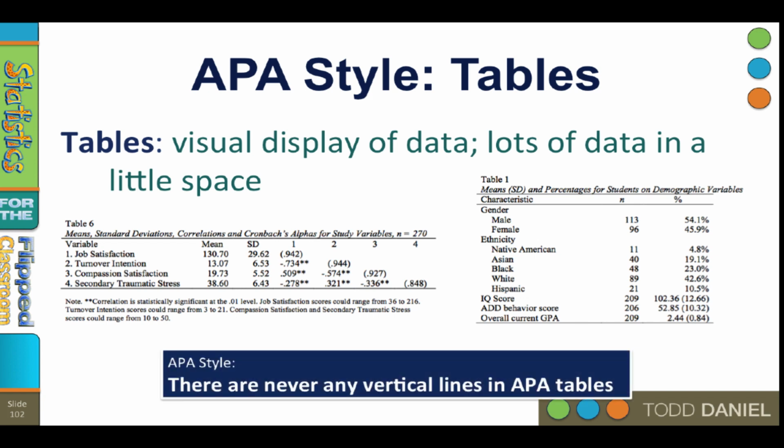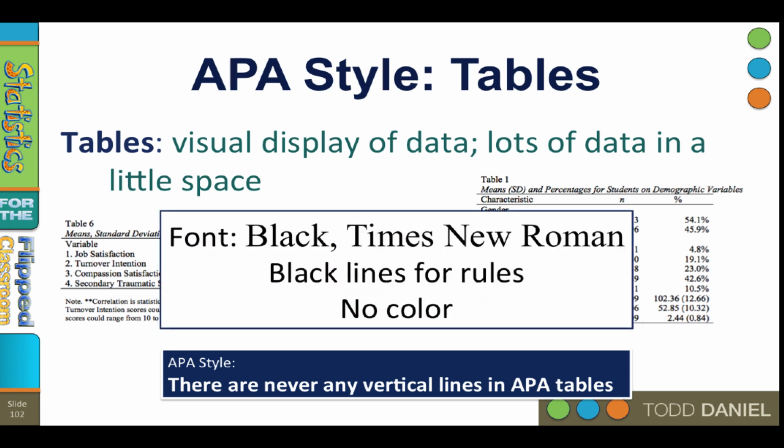There are never any vertical lines in APA tables, and as with all text in an APA-style document, the font is black, Times New Roman is preferred, and you should use black lines for your rules. Color is never used in APA style.